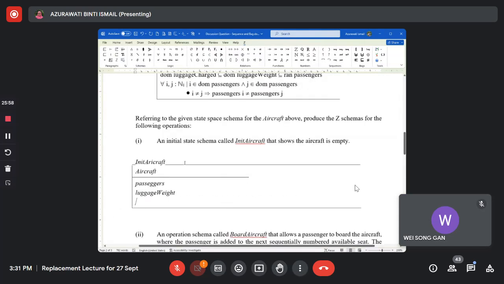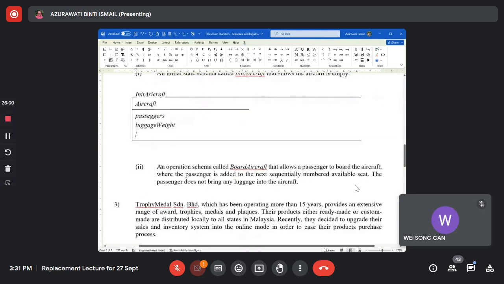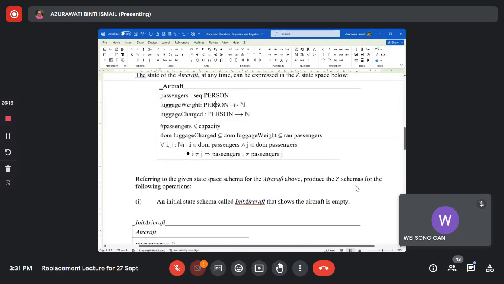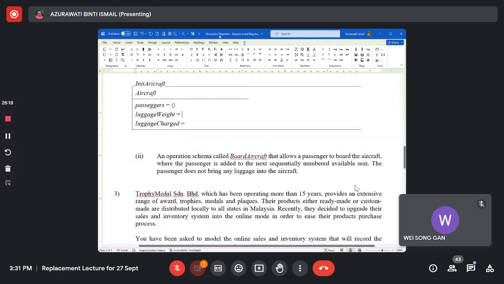Another one is luggage charge. Okay, so passengers is a sequence, so you put an empty sequence. Okay, luggage weight is person to N, so you can put an empty set. And then here also an empty set.